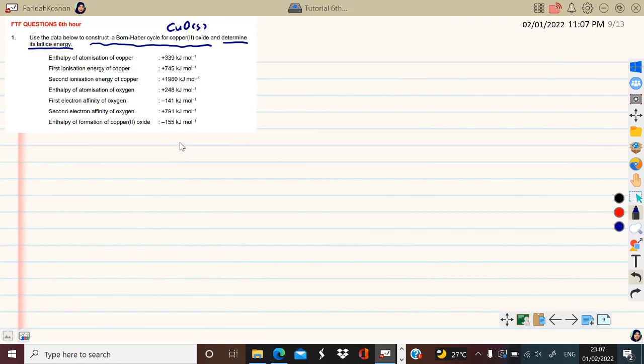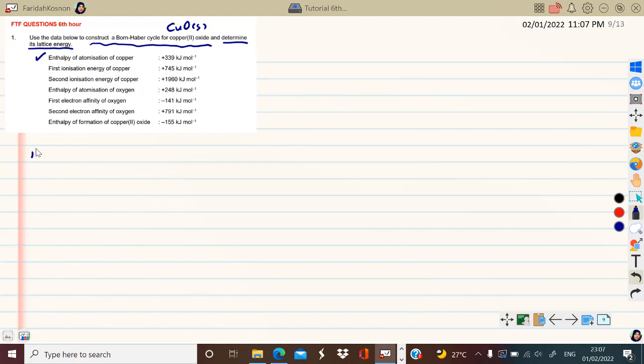If you refer to the question, it gives you the names of the enthalpies and the values, but the question did not provide the thermochemical equations. So what you have to do is convert all these enthalpies into their thermochemical equations respectively. Let's start with the first, the enthalpy of atomization of copper.